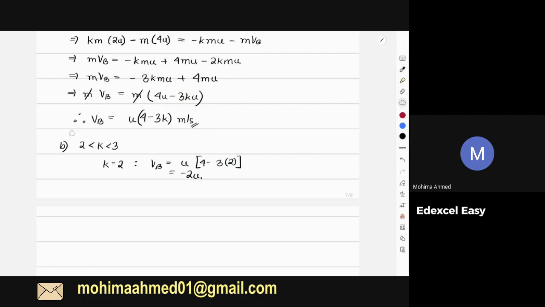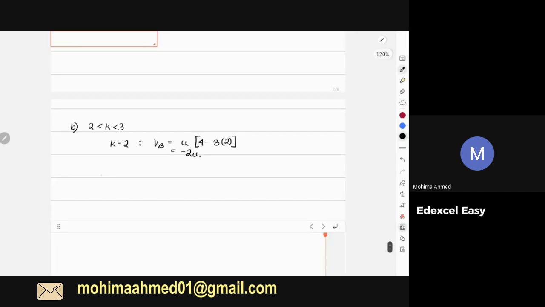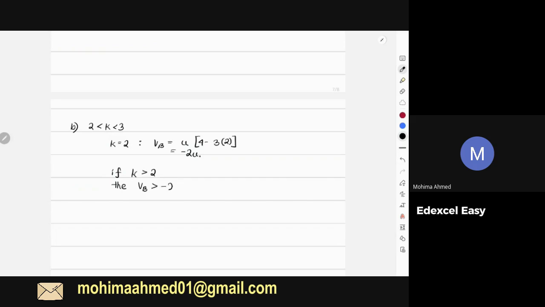You have to use theories now. It is supposed to be like this: if K is greater than 2, then your VB should also be greater than minus 2, right? It should be greater than minus 2. I can understand that. But if it is greater than minus 2, what is the sign over here? It has a minus value, right? In part B, they were asking how the direction of particle B is after the collision. What is the direction of particle B after the collision?